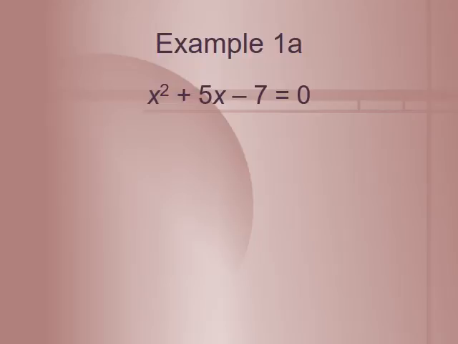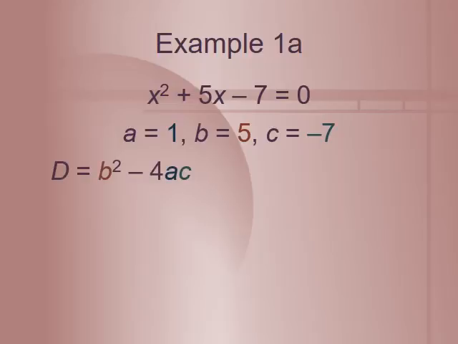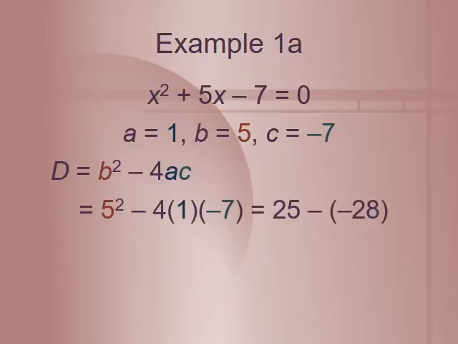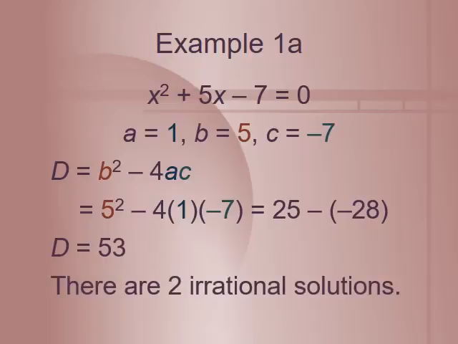Okay, we have this problem here. Let's see what we think might be the easiest. 7 doesn't factor easily. There isn't a perfect square, so let's put this into the quadratic formula. And we see that the discriminant is 53, so there are 2 irrational solutions.